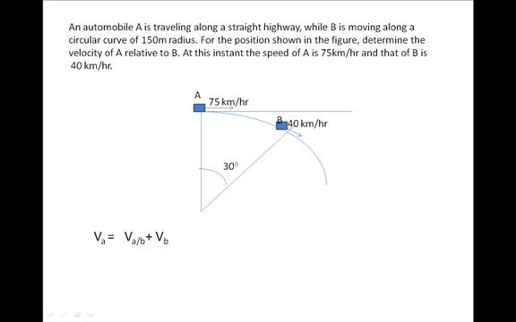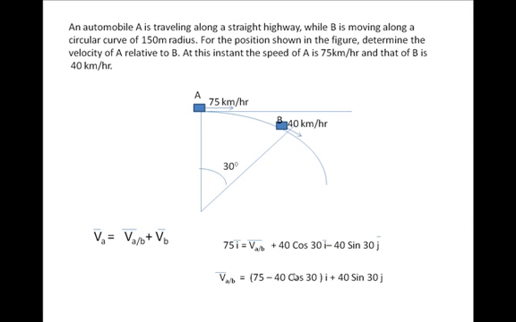This is a vector equation and we put the values. VA is 75i, whereas VB is 40 cos 30 i minus 40 sin 30 j. The reason is, when it is in a curvilinear motion, its velocity is always tangential. So 40 km per hour is a tangential velocity, it makes angle of 30 degree with horizontal. This follows from geometry. And then you have this velocity of B in a vector form.